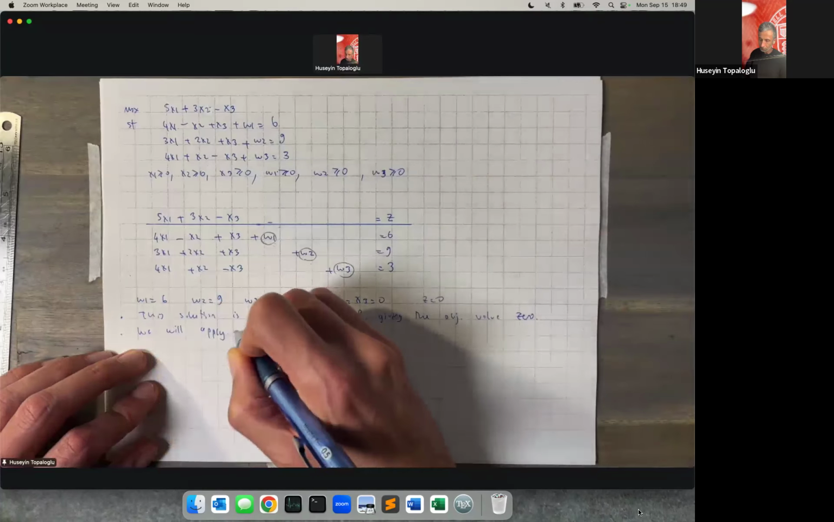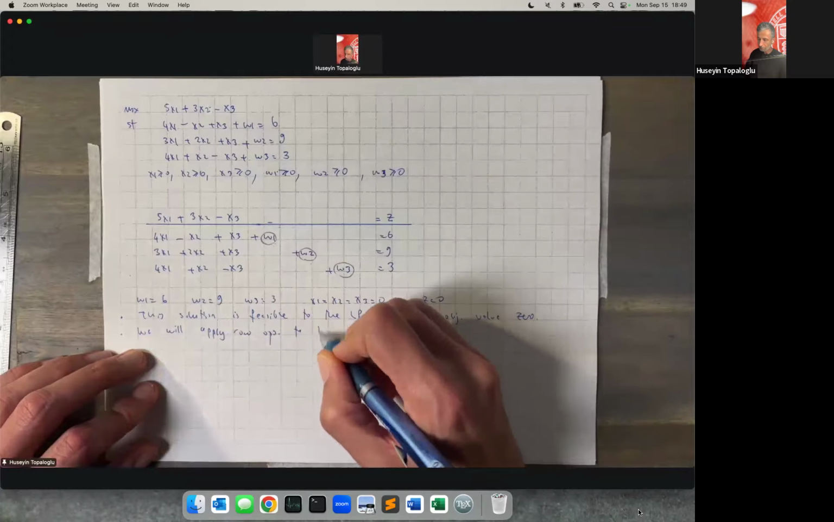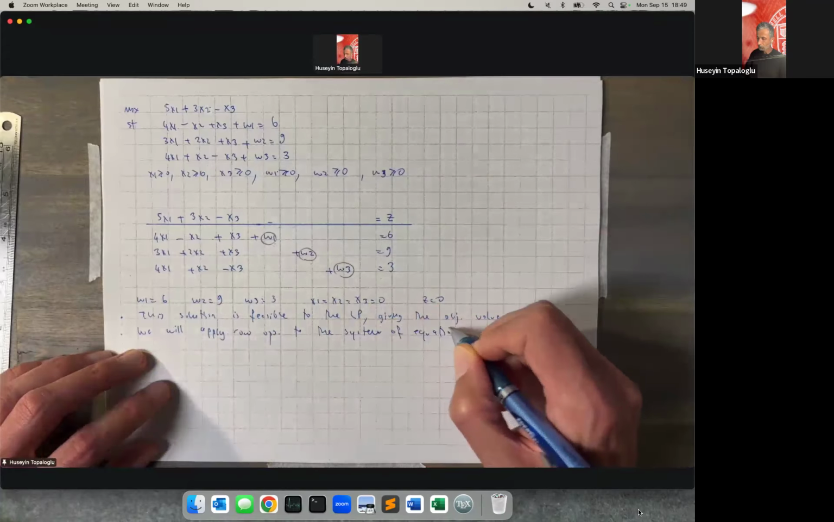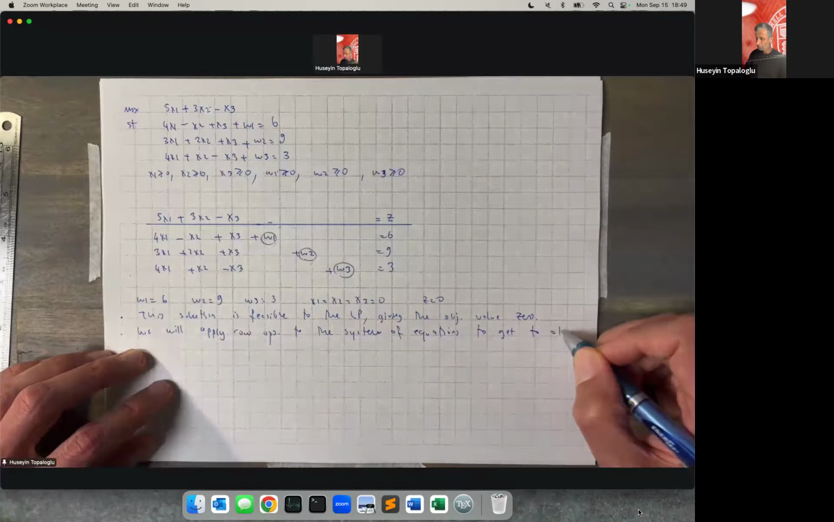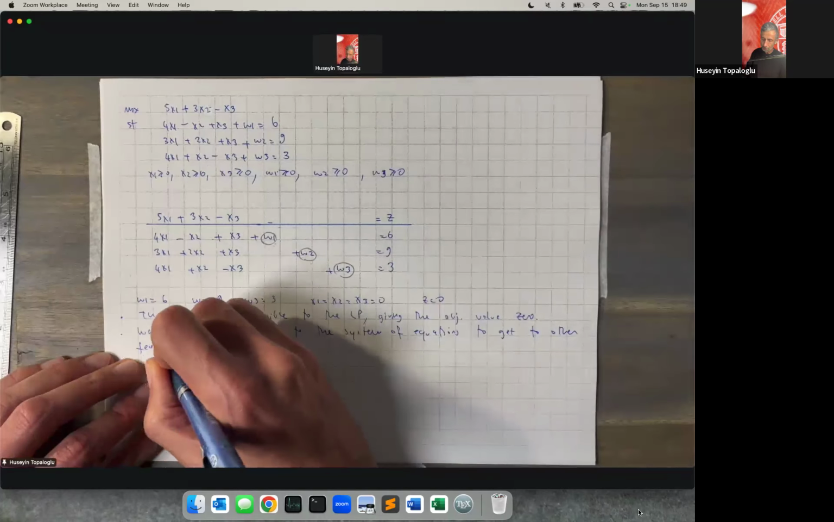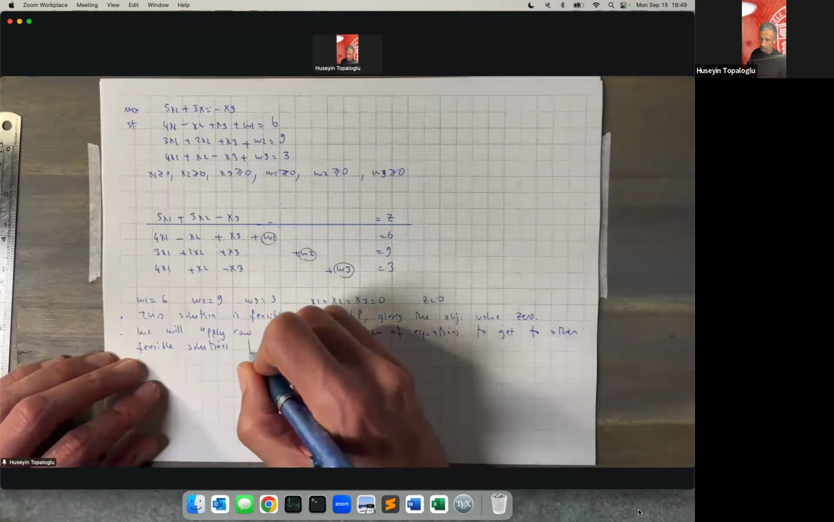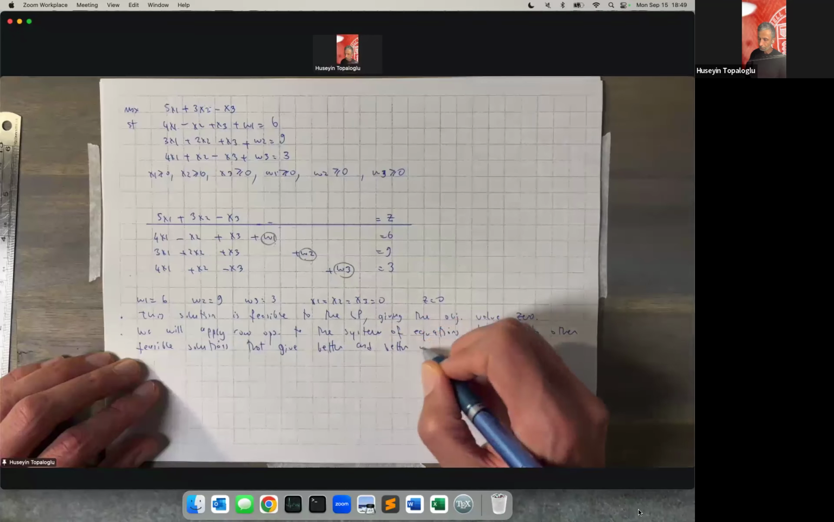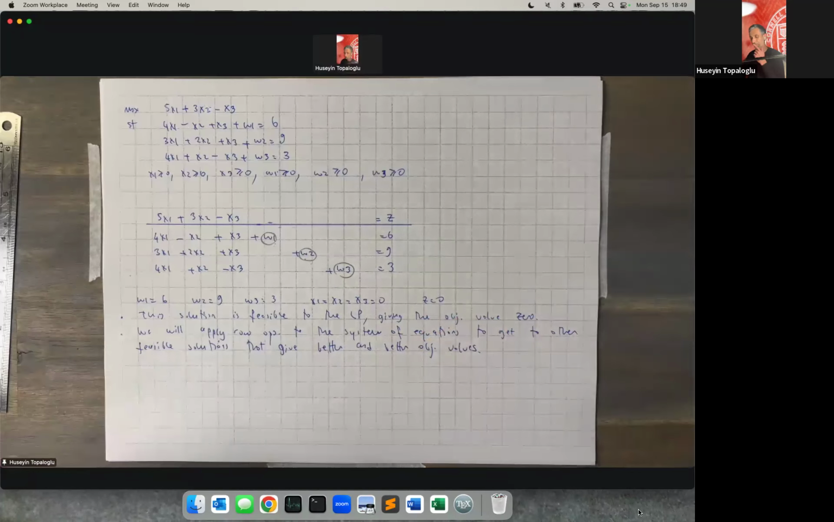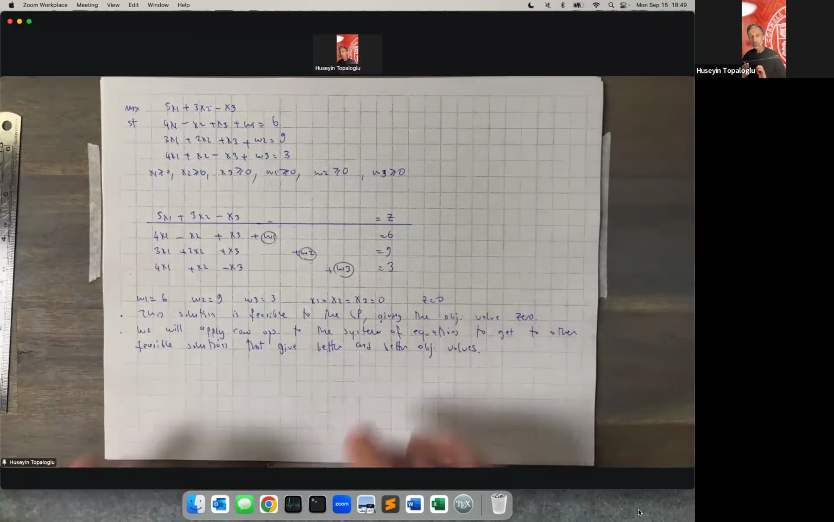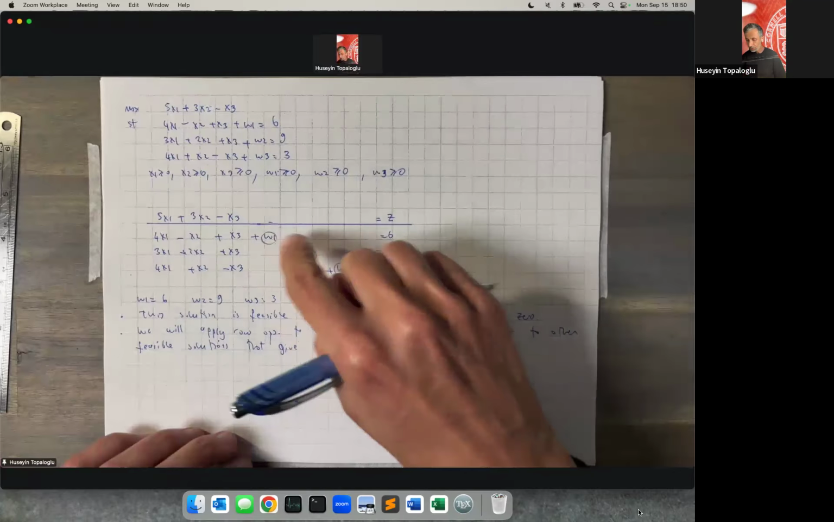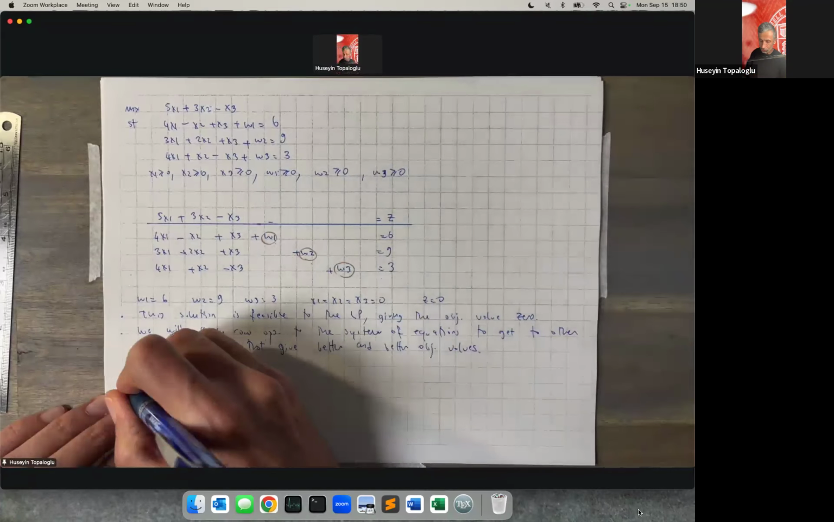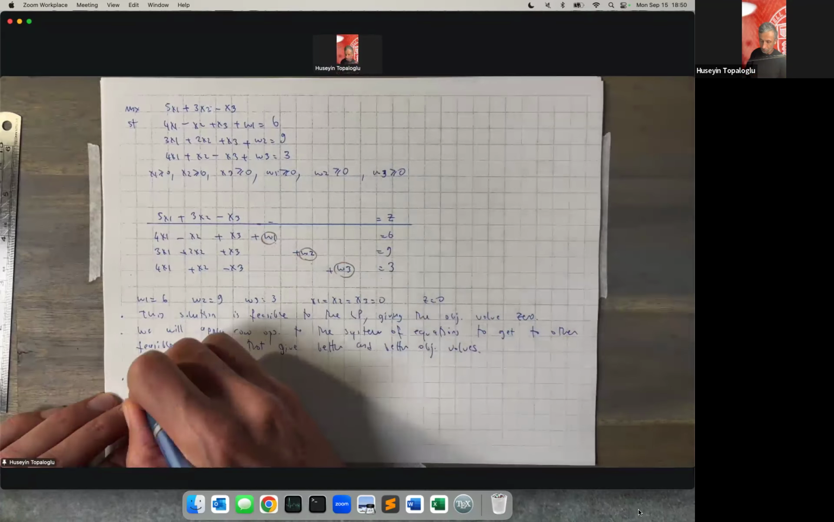We will apply row operations to the system of equations to get to other feasible solutions that give better and better objective values. Good. But as we do so, we will always make sure that there are always going to be 3 different decision variables, such that each one of them appears in a different constraint row with a coefficient of 1, nowhere else.